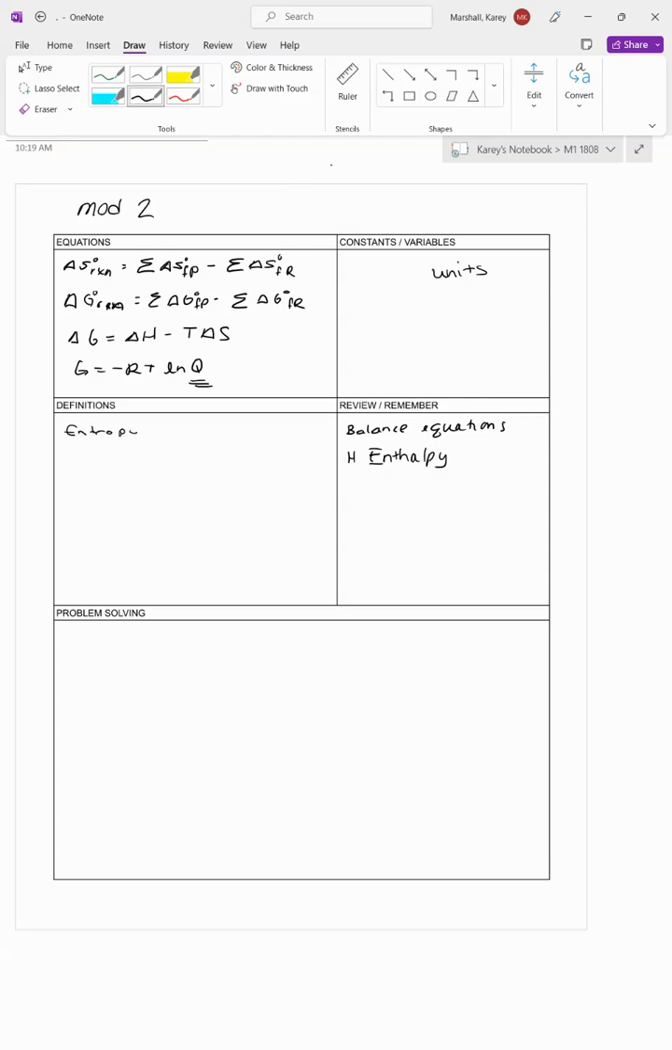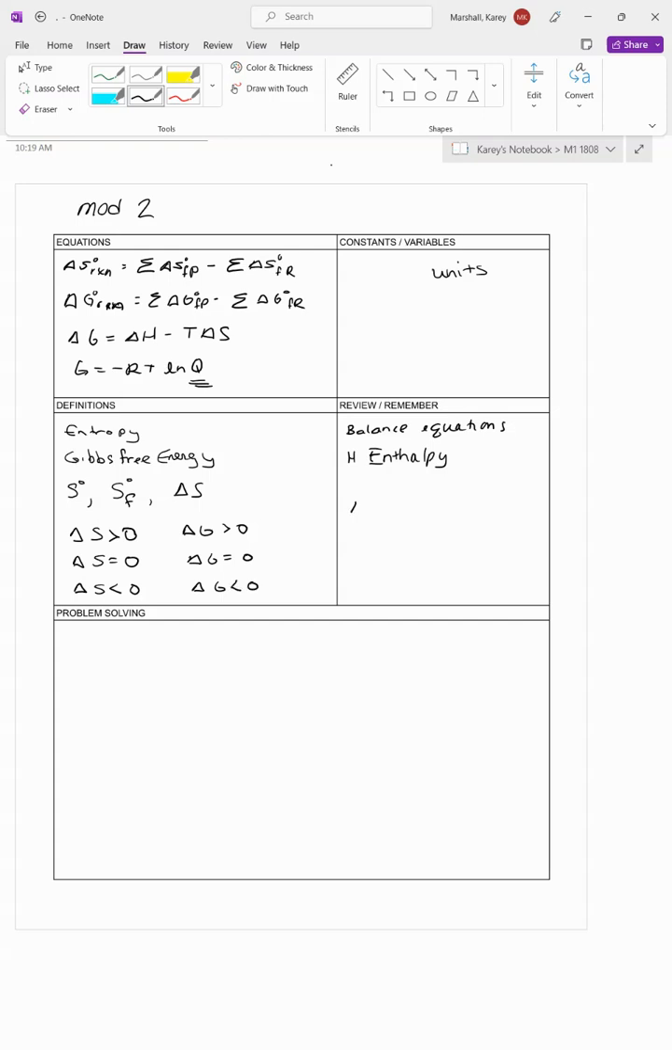So some definitions of things you're going to need. You will need to know the definition of entropy. You will need to know the definition of Gibbs free energy. And the difference between, say, S naught, S of formation, and delta S. So what are those differences? What do those mean? And what does it mean when the delta S is greater than 0? What does it mean when delta S equals 0 or delta S is less than 0?